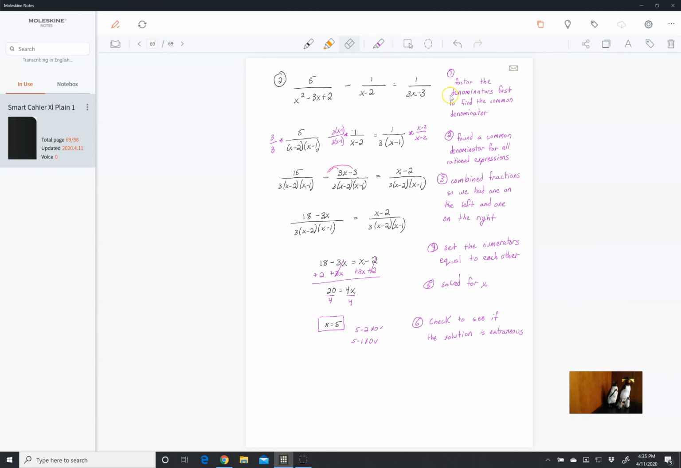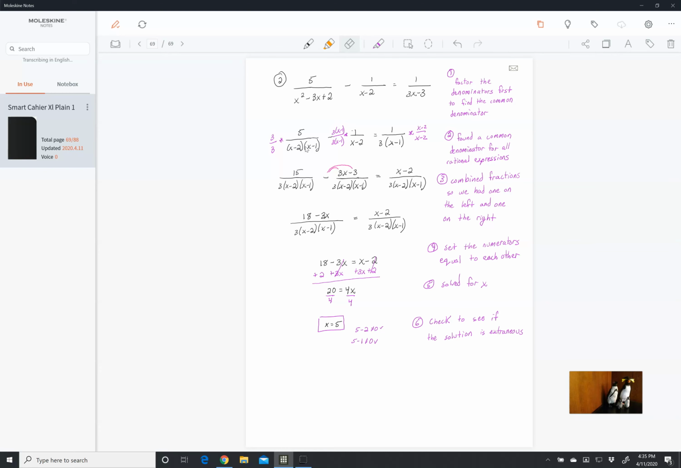If your denominators are not factored, factor them. Find a common denominator, combine the fractions so you have 1 fraction on the left, 1 fraction on the right. Ignore the denominators and set the numerators equal to each other. Solve, and then check for extraneous solutions. Okay, so you're ignoring the denominators for the moment because at the very end, when you check for extraneous solutions, you're plugging it back in here. Okay, so when you plug it back in, plug it into the factored denominators.